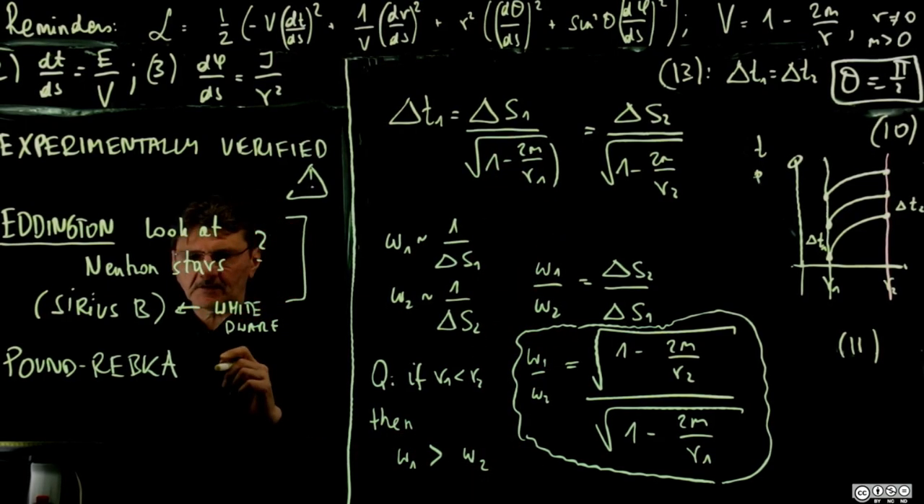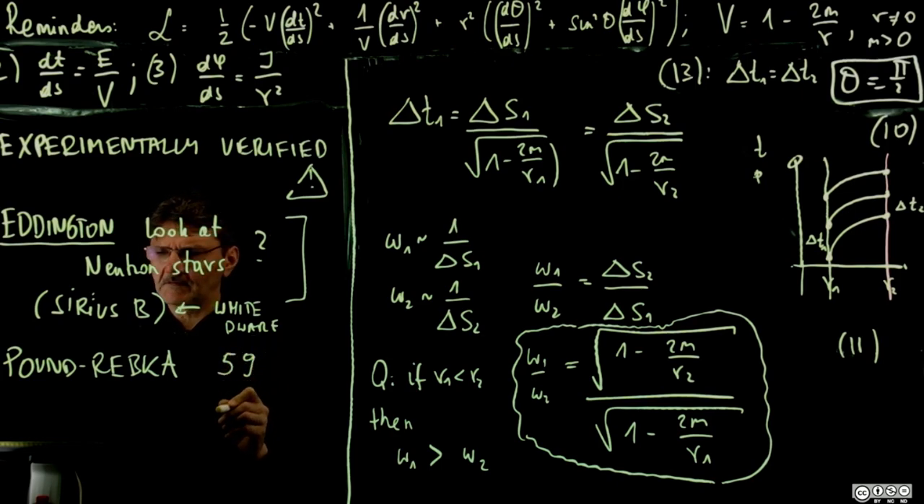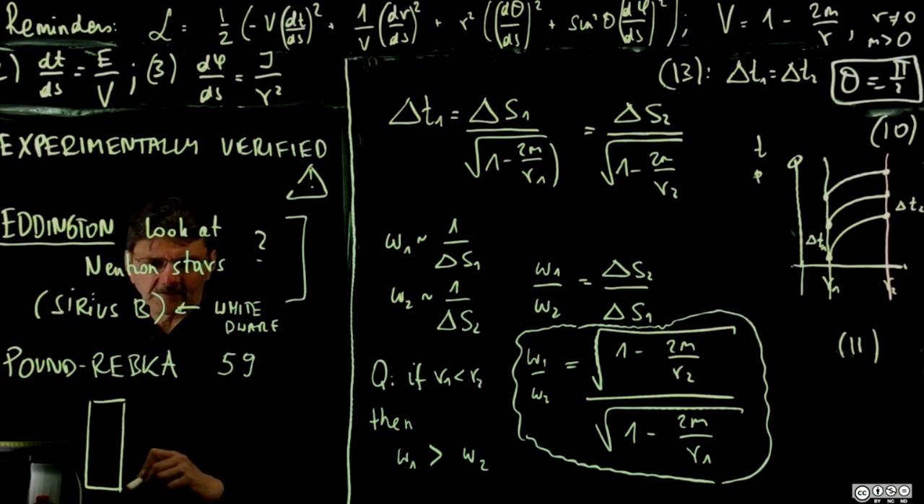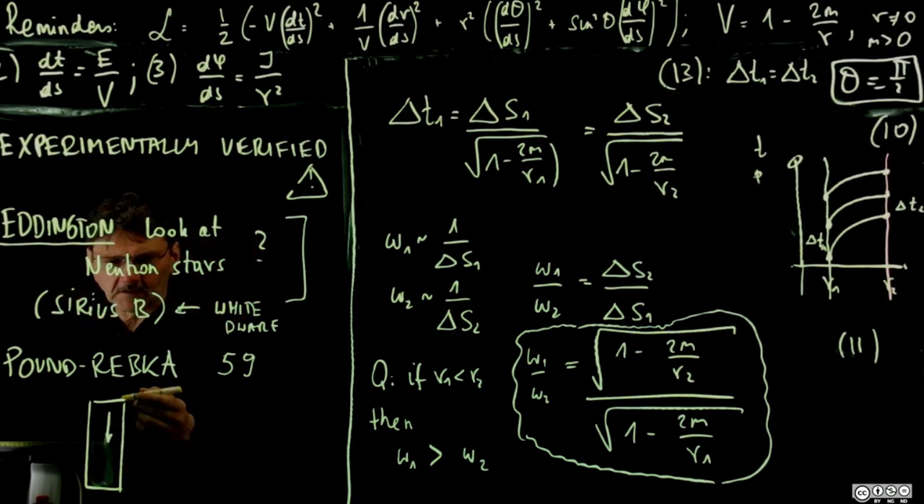So Pound-Rebka, has anyone checked the date? 59? It's that old? I thought it was 62 or something like that. Anyway, that's a tower. It turns out that there was a tower at the campus of Harvard University, and you send light. I always thought they were sending it down, but I'm not sure whether they were sending it down or up. Let's define sending down just for the sake of the argument. So you put a source of gamma rays at the top, and I think there's something like 20 meters here, or something of this order.